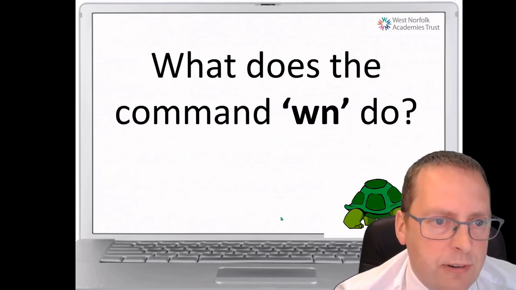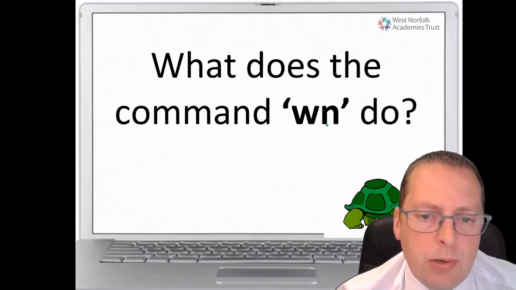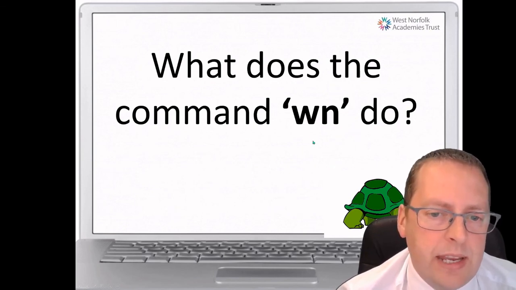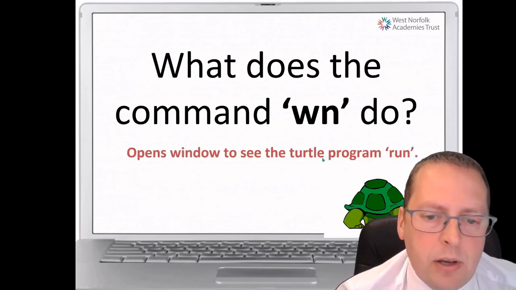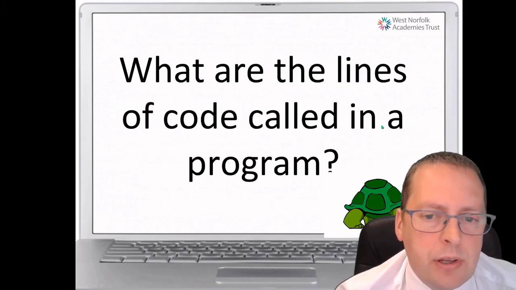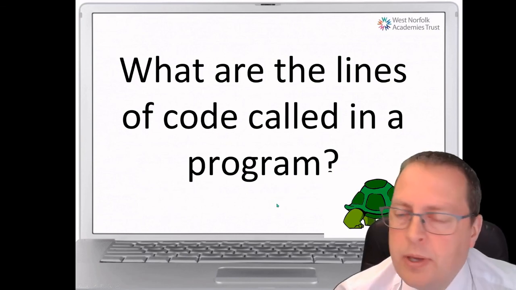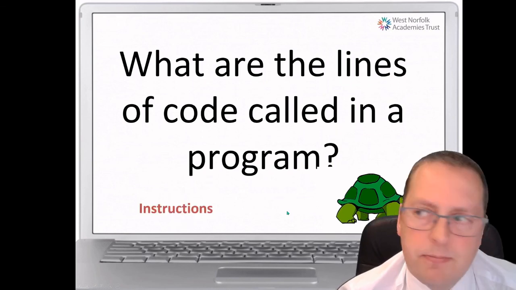So just to finish off, you might think, what does the command WN do? Why did we need this? You might be able to answer that. And it is opening up a window that the turtle can move in, or turtle can run in. What are the lines of code called in a program? And you should know that they are instructions.